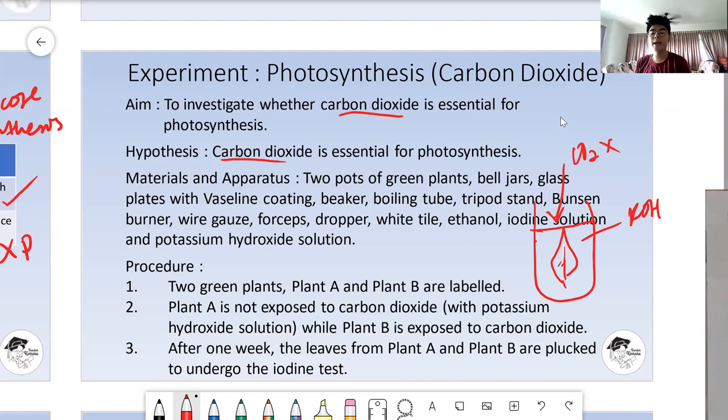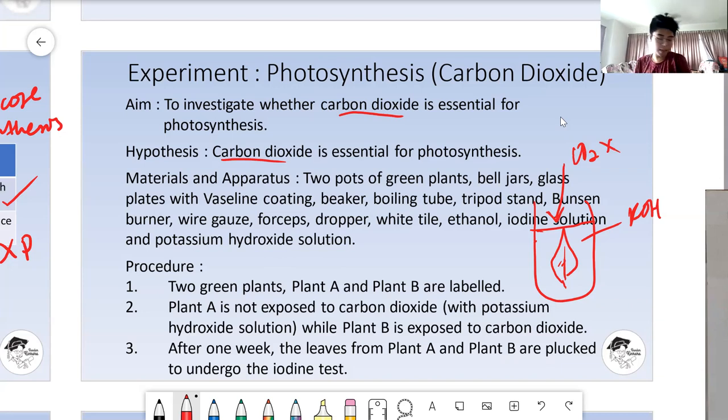After 1 week, the leaves from plant A and plant B are plucked to undergo the iodine test. You only use one test, iodine, because you want to know whether or not photosynthesis happens. When photosynthesis happens, there is starch. When there is starch, there is glucose. When there is glucose, there is photosynthesis. So you only need the iodine test.